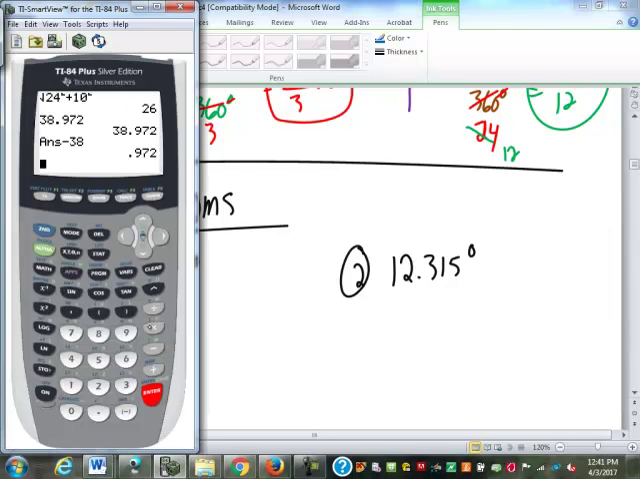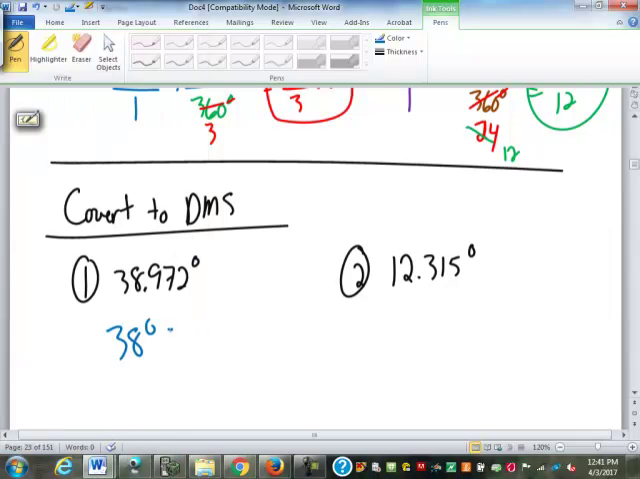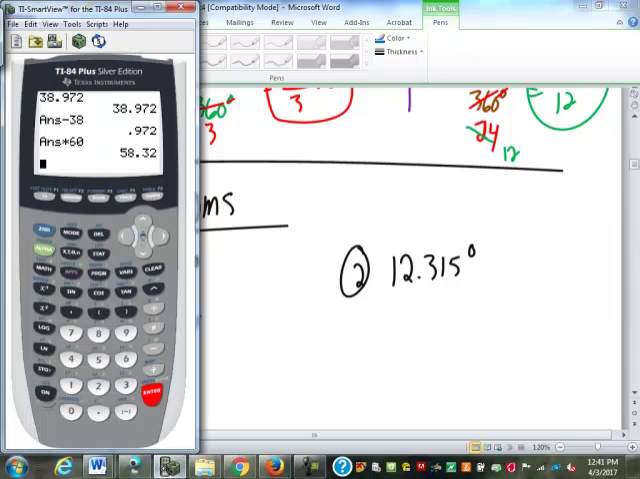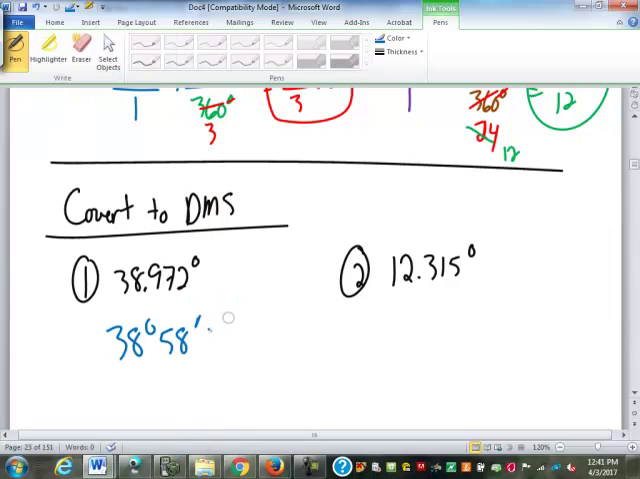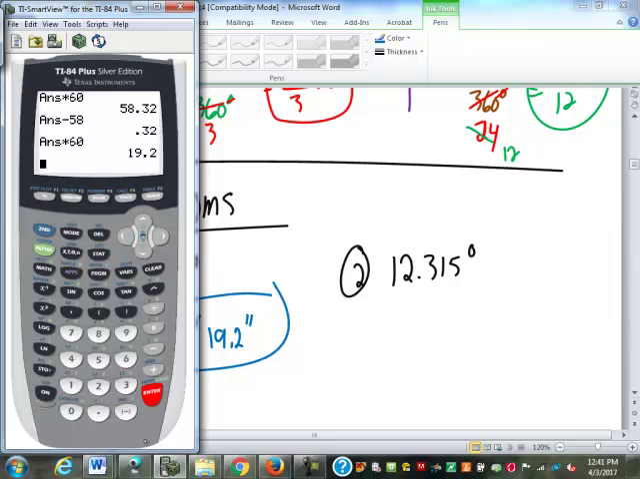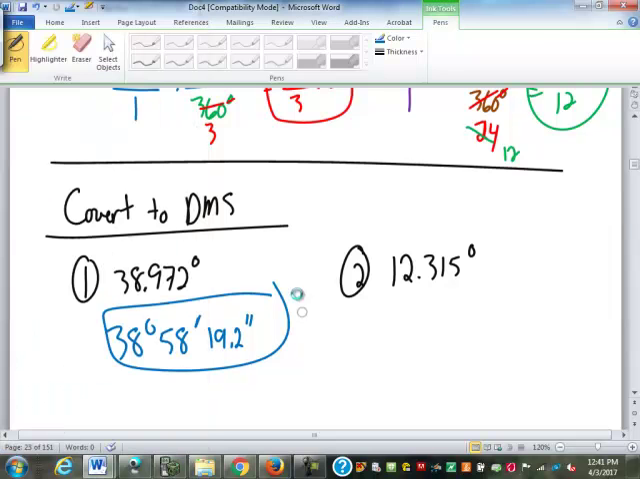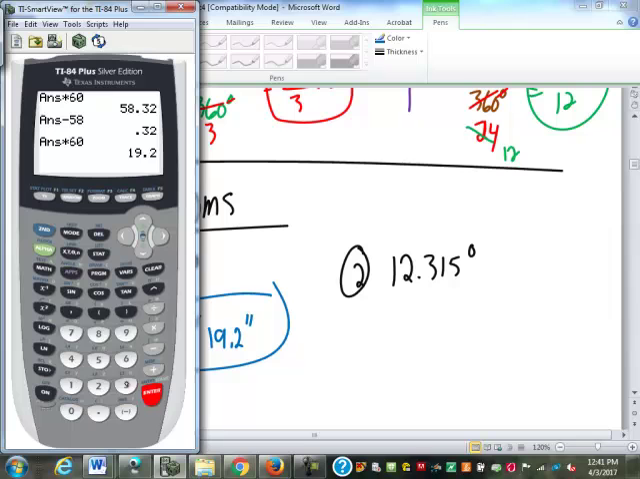Then what do we do? Times 60. So that's 58 minutes. Subtract off the 58 minutes, and then times 60 again to go to seconds, 19.2 seconds. Or most of your calculators have the ability to go 38.972. Then you use your angle menu. It'll convert it for you.